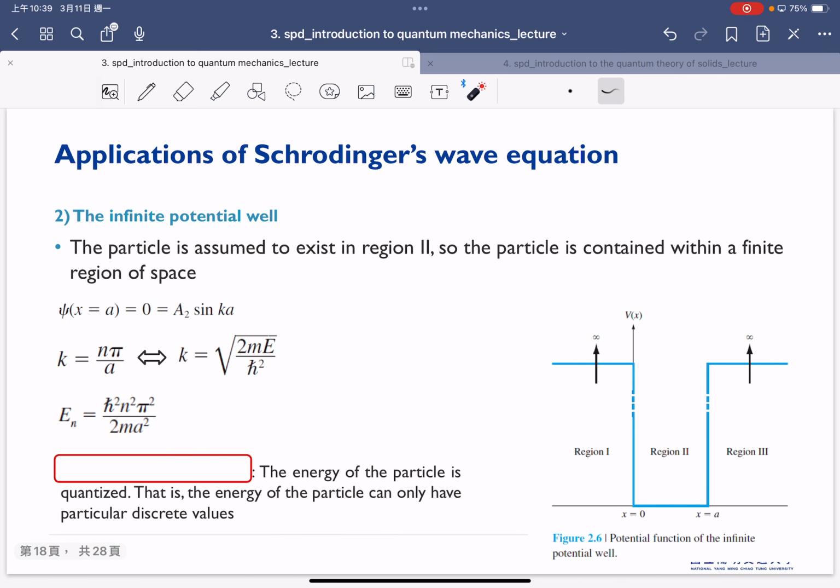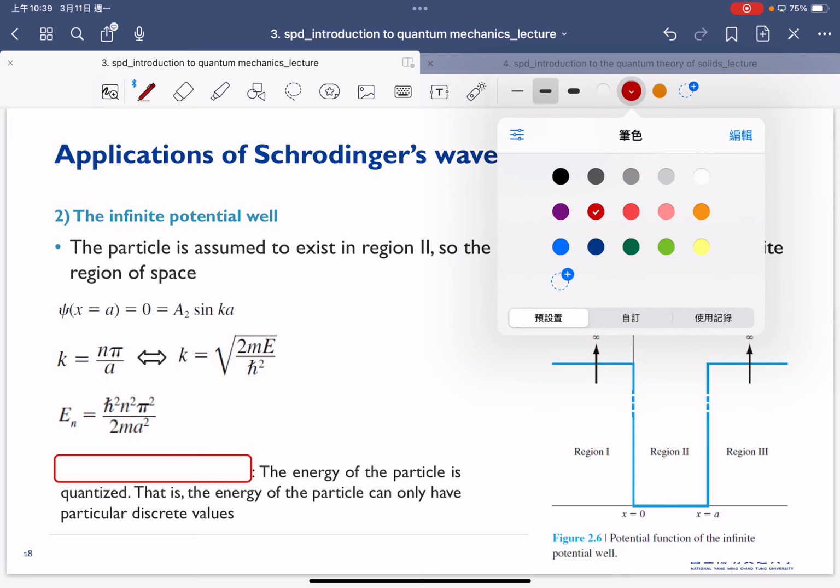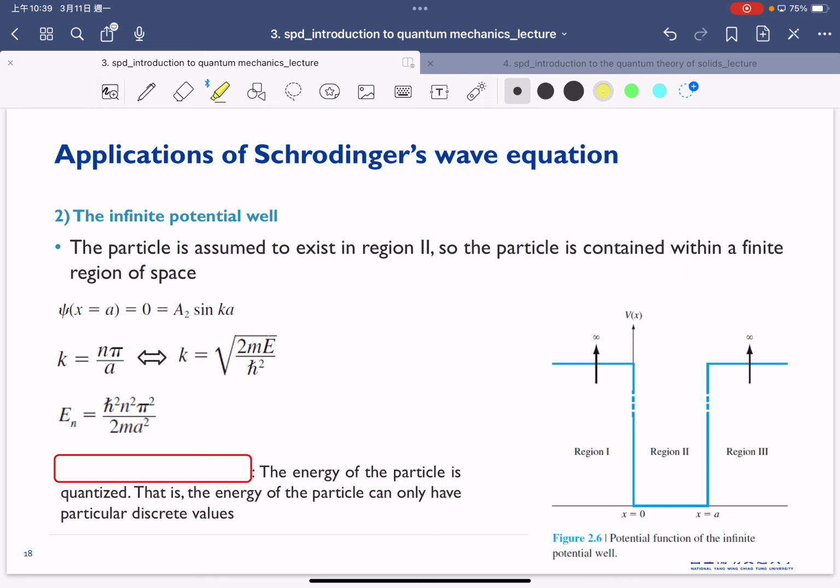So further, we consider this calculation, and further we try to calculate the wave number, and in the end we found out that the energy level right now is quantized, is discrete. What does quantized mean? Quantized means that you can count the energy level separately one by one. That's how we call it quantized.